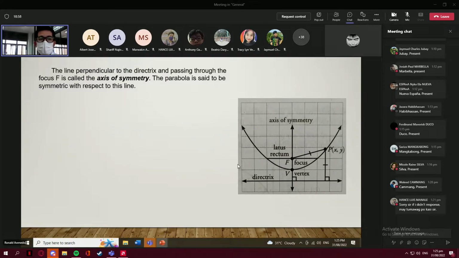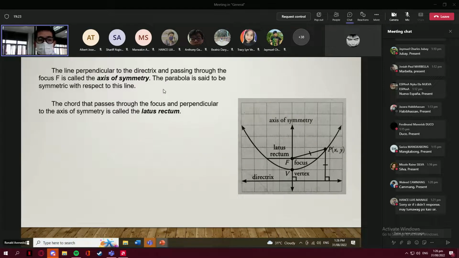The line perpendicular to the directrix and passing through the focus F is called the axis of symmetry. The parabola is said to be symmetric with respect to this line. When I say axis of symmetry, it divides the parabola into two equal parts. It divided the parabola in two, and the parts should be equal, the same.